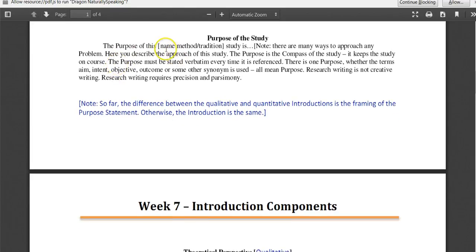The purpose of this, we name the method or tradition, study is, and then there are many ways that we can frame up that approach to the problem. Here you describe that approach, and we've talked about that in our purpose statement last week. So, and that's what you're handing in this week.